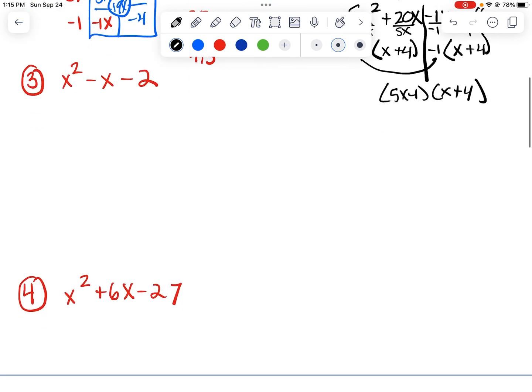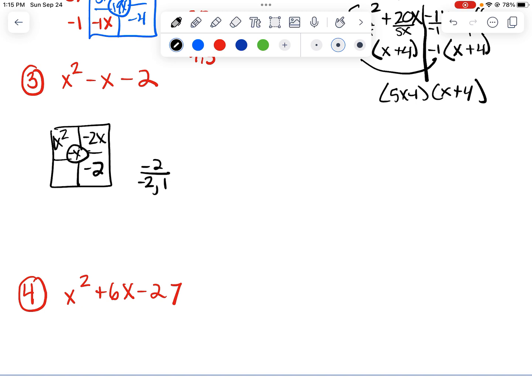All right, so again, we're just going to take a look at a couple more. So this one here: x squared minus x minus 2. A times c here, a is just 1, so multiplies to negative 2 and adds to negative 1. So negative 2 and 1. So negative 2x and 1x. So x times (x minus 2) plus 1 times (x minus 2). So x minus 2 and x plus 1.